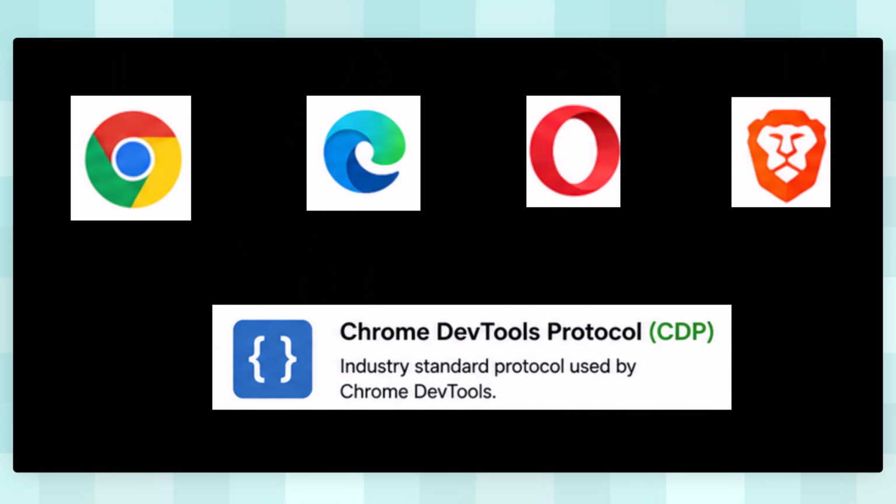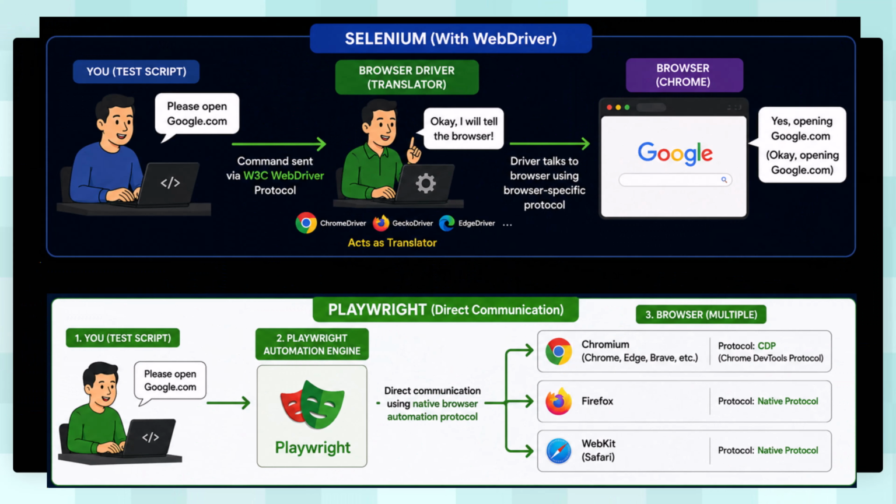For Chromium-based browsers, Playwright uses the Chrome DevTools Protocol, commonly known as CDP. For Firefox and WebKit, it uses their own native browser automation protocol. So the direct communication can reduce some of the overhead in the execution and is one of the reasons Playwright can feel more efficient and faster than Selenium. Now, is Playwright faster than Selenium?